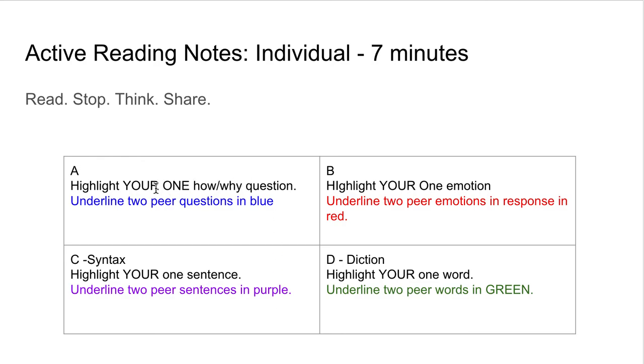So here's what everybody did today. They highlighted their 1 how or why question, and they underlined their 2 peer questions in blue. They highlighted their 1 emotion, and they underlined their 2 peer emotions in red. And then we won't meet with peers today because the classes are shorter. They used class time after they read for 15 minutes to then highlight their 1 sentence, and they had to write a sentence they feel was impressive, and then a diction word that they felt was impressive. And when they meet with the group, they are going to share with them tomorrow.